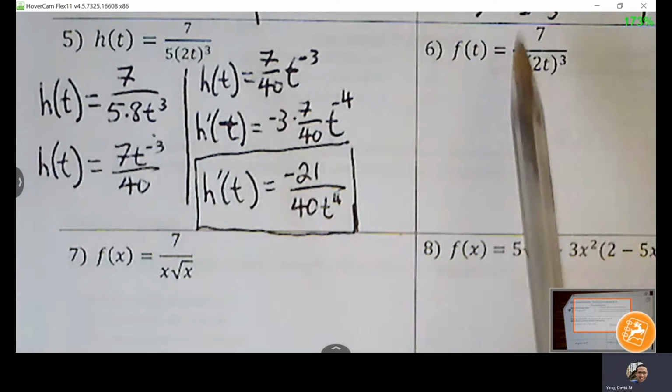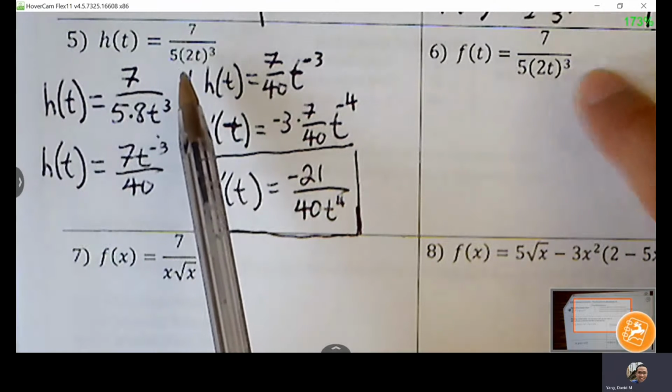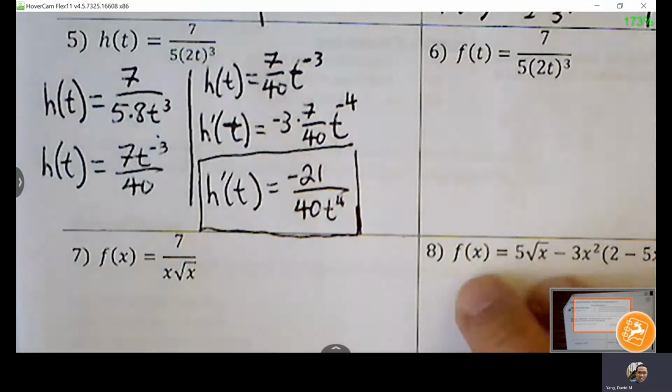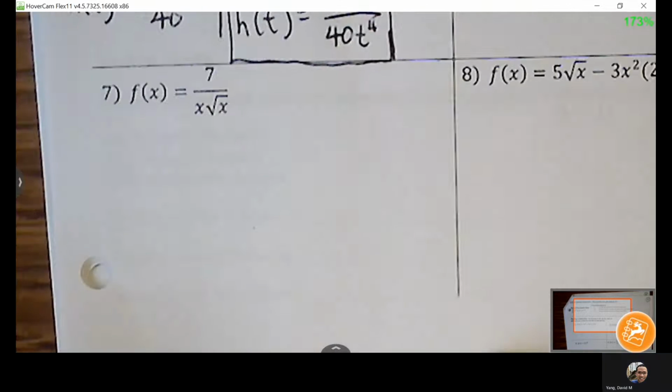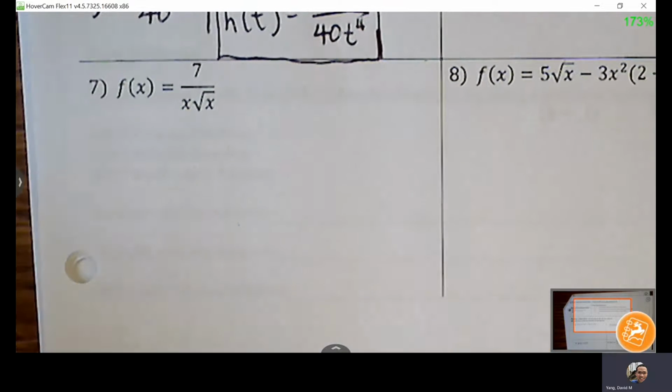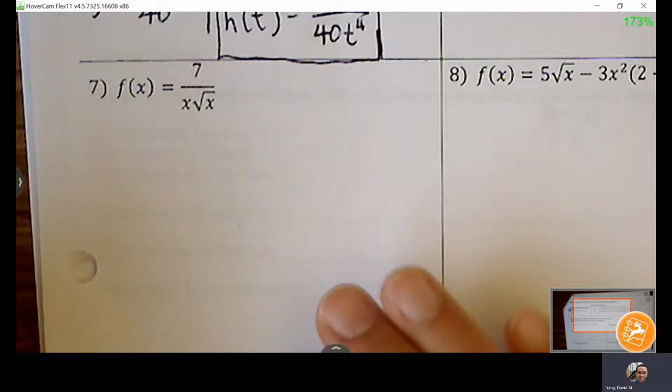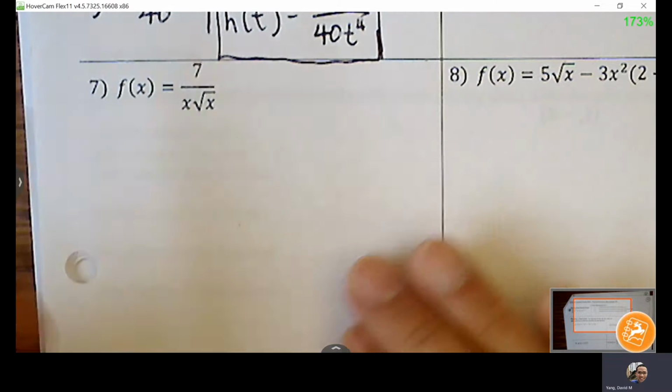All right, let's skip number 6. I think it's virtually the same. Sorry, it is the same problem. I didn't mean to put that there. So let's try number 7. Okay, what do you guys see here with 7? Anything out of place? Any adjustments that need to be made before we can do power rule?